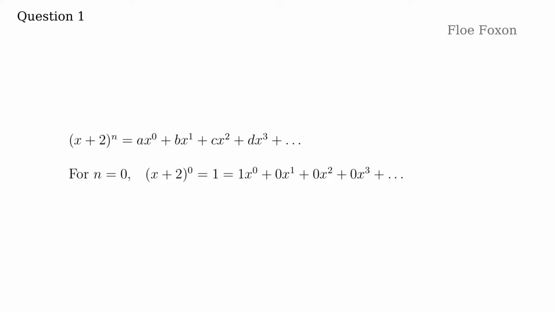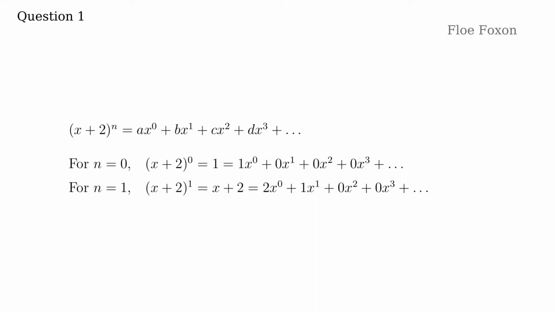no edges, no faces, and no solids. For n equals 1, we have (x + 2)^1 is just x + 2, which can be written as 2 times x to the power of 0, plus 1 times x to the power of 1, plus 0 times x squared, plus 0 times x cubed, and so on. What this tells us is that a one-dimensional cube, which is a line or segment, has 2 vertices, or vertexes, 1 edge, no faces, and no solids.